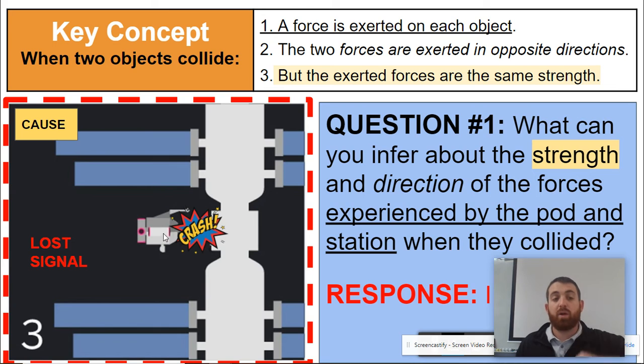So your job for this first part is to use our key concept to answer all of the different parts that we see in the question. So talking about the strength based on what we see in the key concept, talking about the direction, and talking about what they experience for both the pod and the station. So that's how we're going to be using the key concept to explain the cause of the velocity change. If you'd like to pause the video and go and answer the question in the next set of tasks, you're more than welcome to. Otherwise, let's go ahead and look at time number 4.